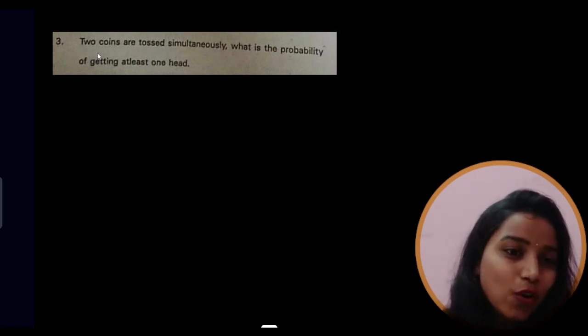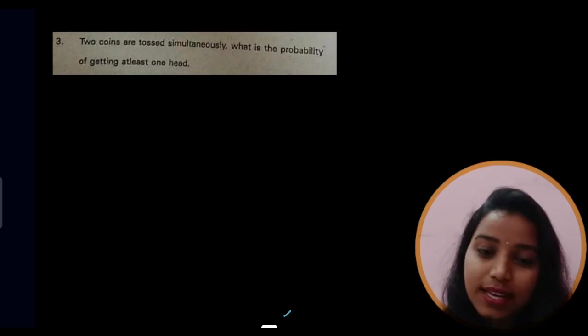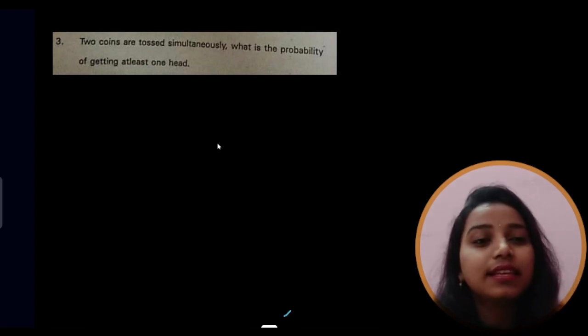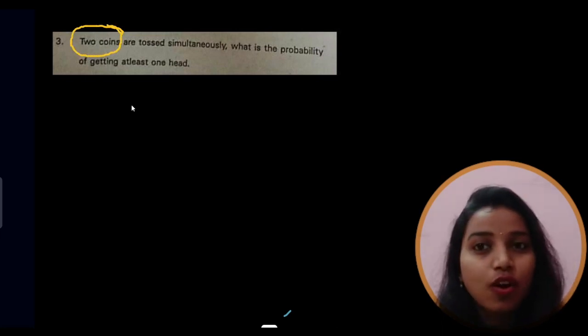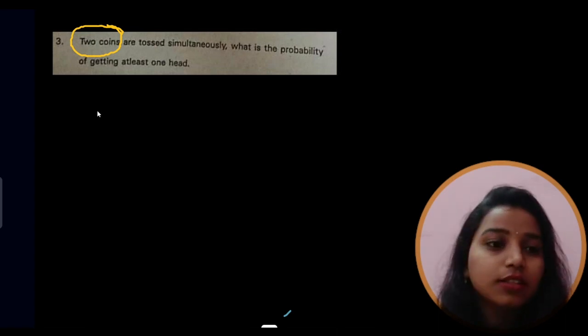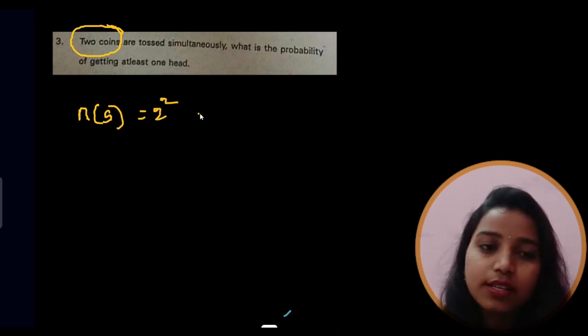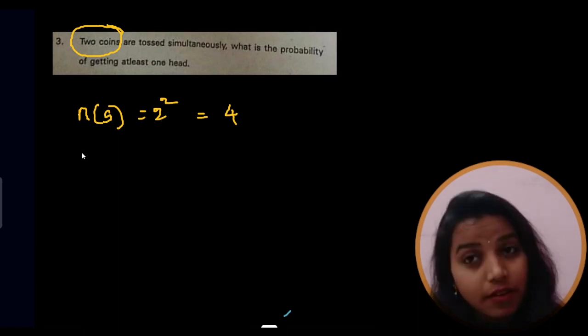Yes, here two coins are tossed simultaneously. What is the probability of getting at least one head? So guys, make sure it is two coins. Two coins means how many possible outcomes? So n of S will be equal to 2 power 2, so that is 4.